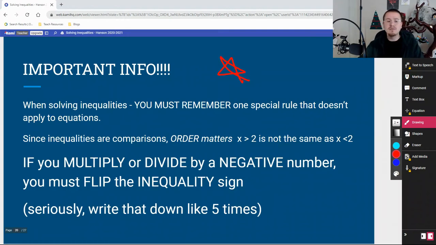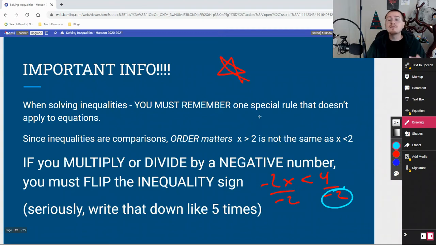So if you do something like this, and you divide by a negative number, that's what you're looking for. If that 4 was negative and the 2 was positive, it doesn't count. You have to divide by a negative. But seriously, when you multiply or divide by a negative number, you must flip the sign.